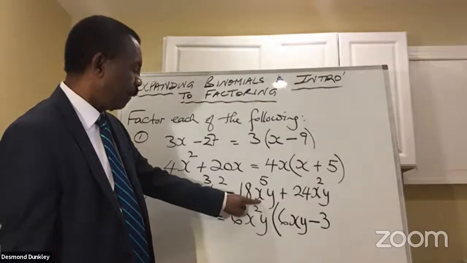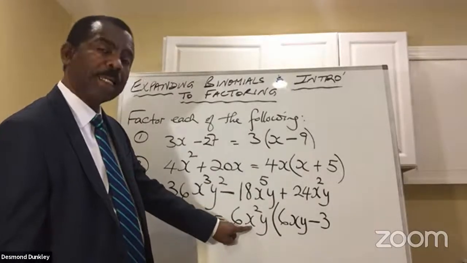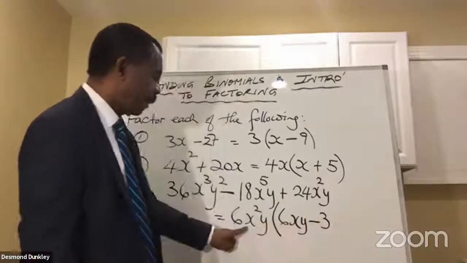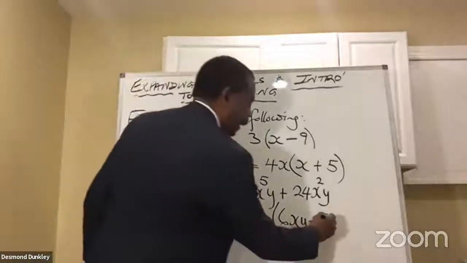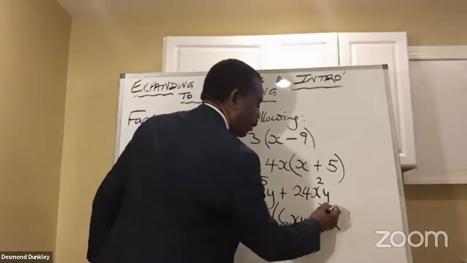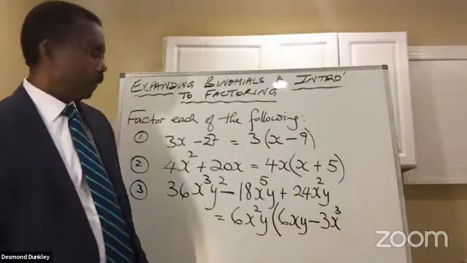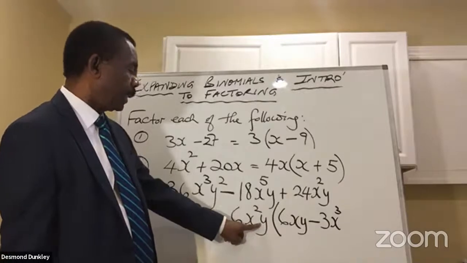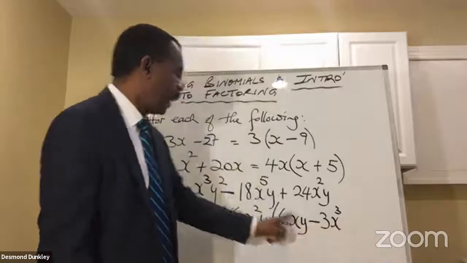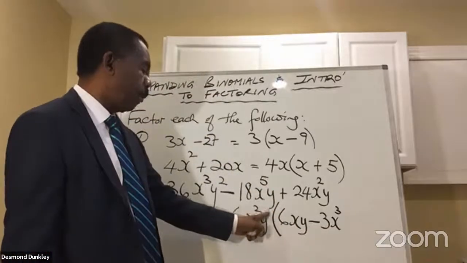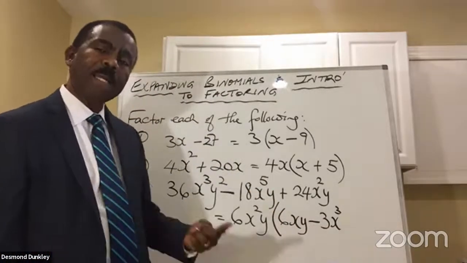Then the x to the 5th, I have an x squared outside. So what should I put on the inside? When I multiply by x squared, I get x to the 5th. The answer is x to the 3rd. I have a y on the outside, I have a y here, so I don't need anything here because I already only have y to the power 1. I already have y to the power 1 on the outside, so that's fine.